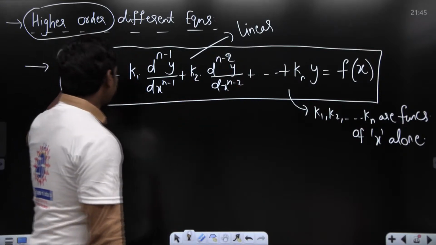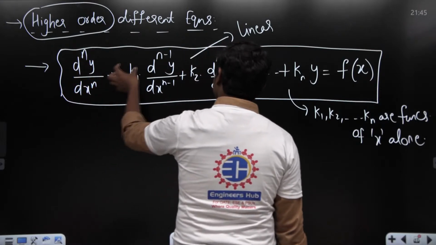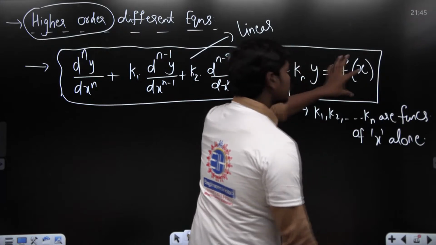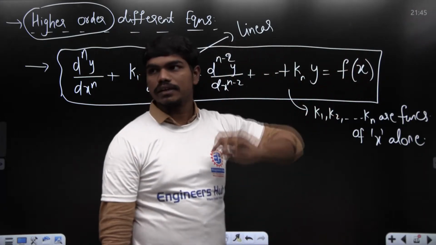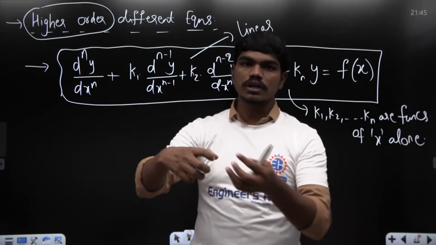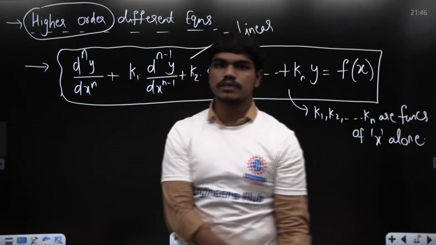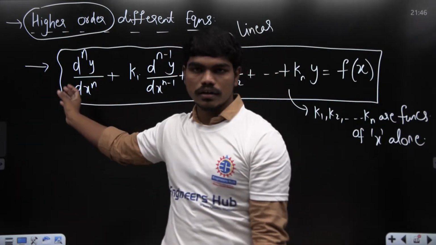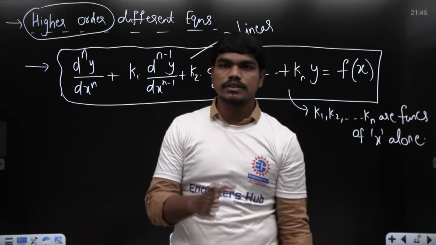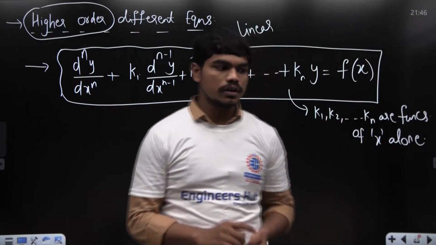Now if n is equal to 2, then the equation looks something like d^2y/dx^2 plus some function into dy/dx plus some other function into y is equal to some function. It's called a second order differential equation because the order of a DE is the order of the highest order derivative involved in that equation. Since d^2y/dx^2 is the highest order derivative here, we call this a second order differential equation. Similarly, if n is equal to 3, we call this third order, and it goes on that way.